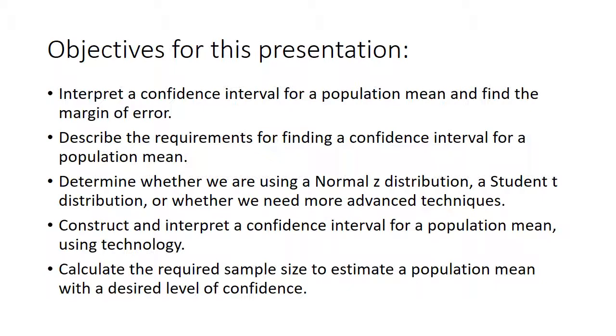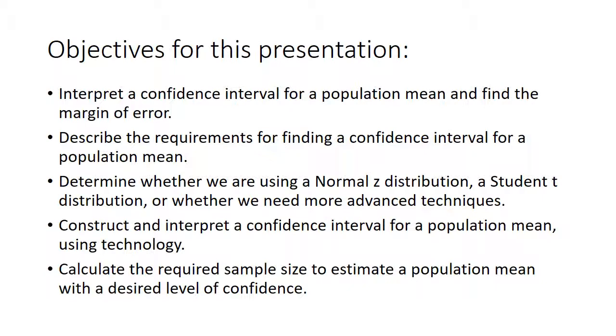We are going to interpret a confidence interval for a population mean and find a margin of error from the confidence interval. Our calculators give us the confidence interval. We do not need to do the steps in our textbook to first find a margin of error and use that to create a confidence interval. Instead, we use our calculators to find us a confidence interval, and from that work backwards to find the margin of error. We're going to talk about the requirements to find a confidence interval for a population mean.